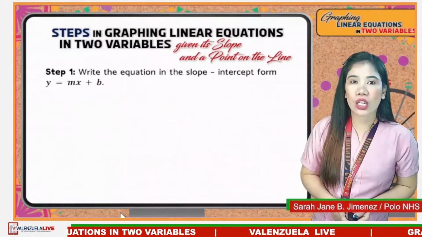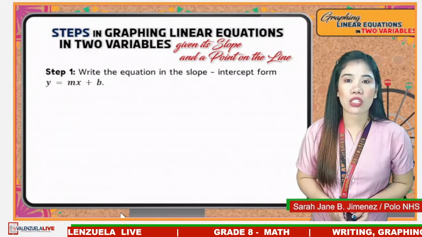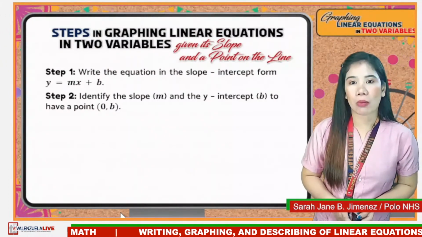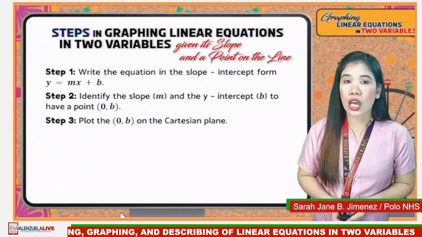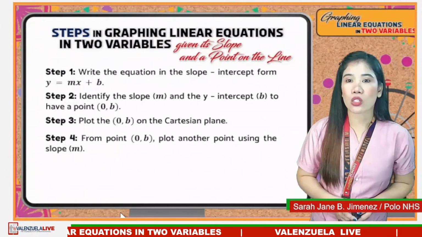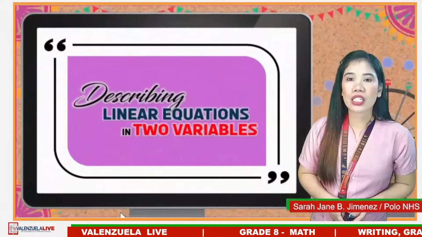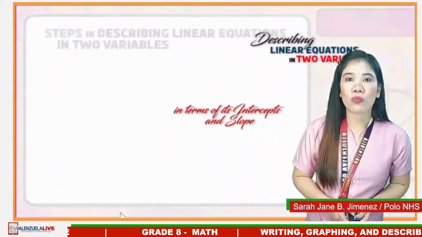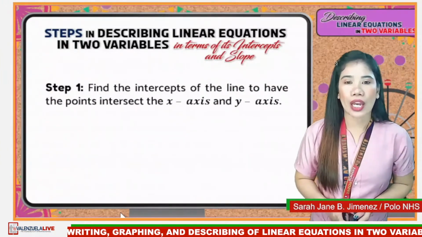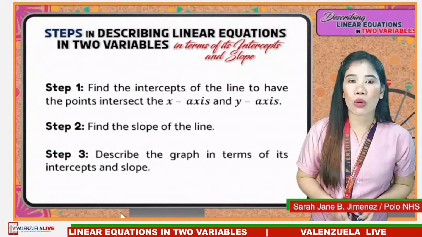And to graph the equation using its slope and a point on the line, step 1 is to write the equation in the slope-intercept form y equals mx plus b. Step 2, identify the slope m and the y-intercept b to have a point (0, b). Step 3, plot the y-intercept on the Cartesian plane. Step 4, from point (0, b) or the y-intercept, plot another point using the slope m. And step 5, connect the 2 points to form a straight line. In describing the graph of a linear equation in two variables, we need to, step 1, find the intercepts of the line to have the points where it intersects the x-axis and y-axis. Step 2, find the slope of the line. Then, step 3, describe the graph in terms of its intercepts and slope.